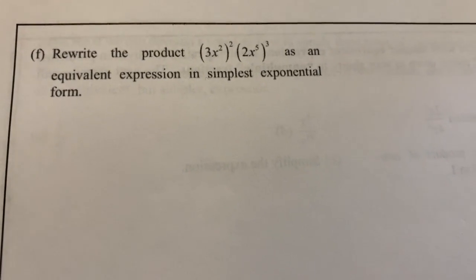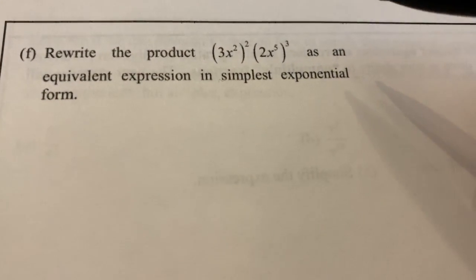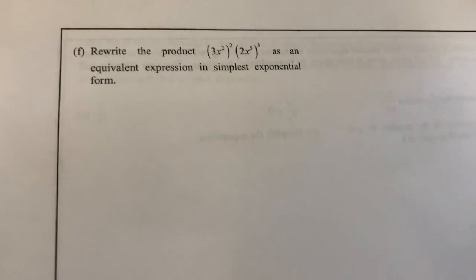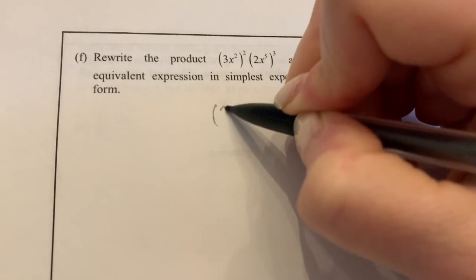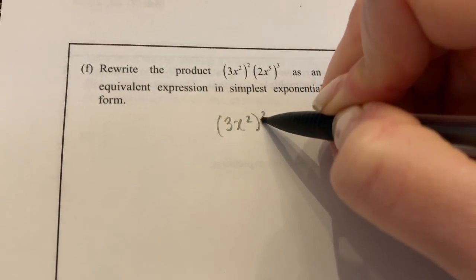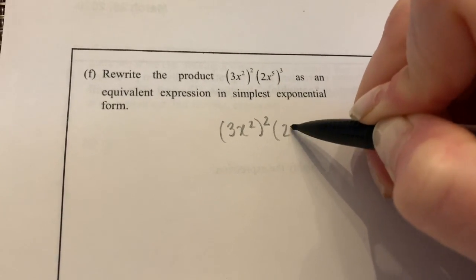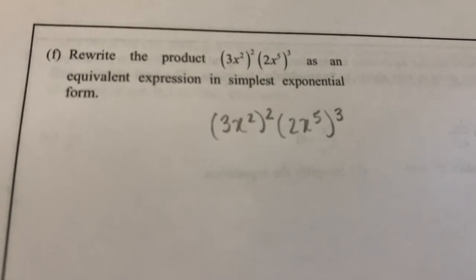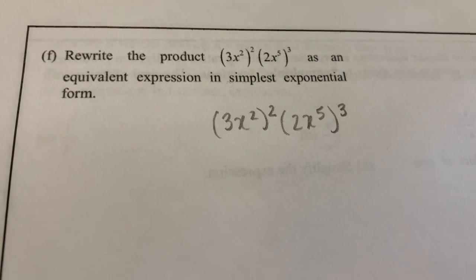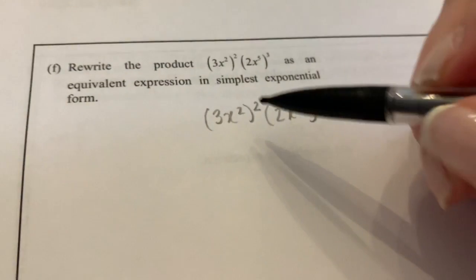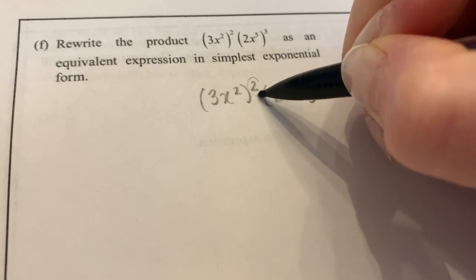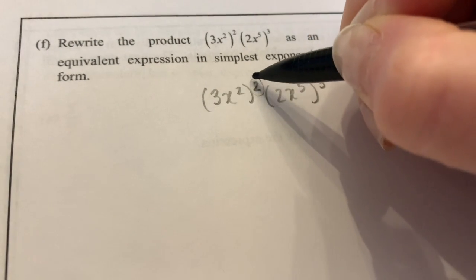So for f, we're going to rewrite this as an equivalent expression in simplest exponential form. All that means is just to simplify it. So I'm going to just rewrite this: 3x squared, squared, times 2x to the 5th, cubed. This is really just review. I know it looks like it's not, but each one of these you're going to deal with one at a time. When you're raising something to a power, you have to include the coefficient.